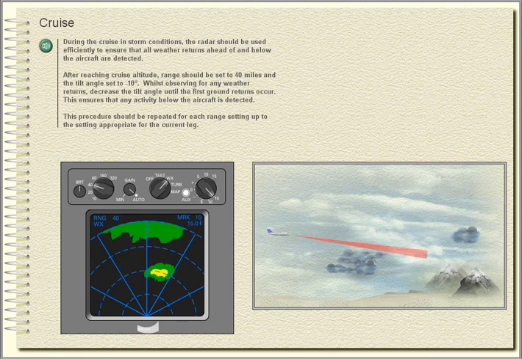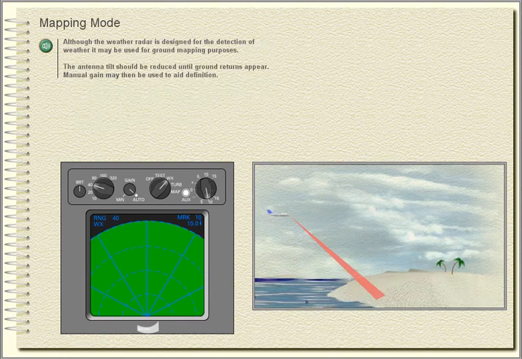While observing for any weather returns, decrease the tilt angle until the first ground returns occur. This ensures that any activity below the aircraft is detected. This procedure should be repeated for each range setting up to the setting appropriate for the current leg.